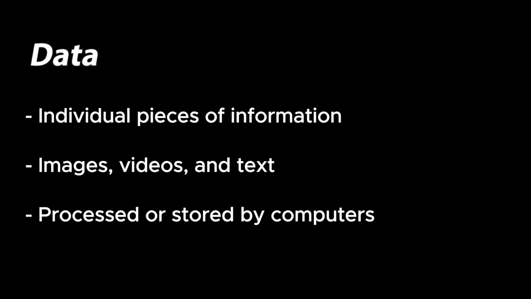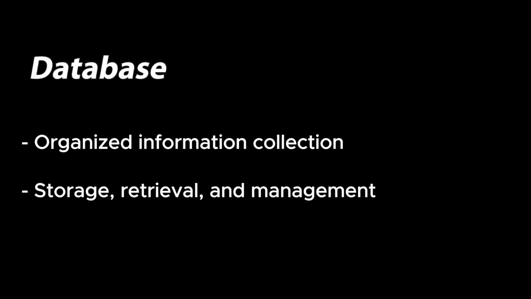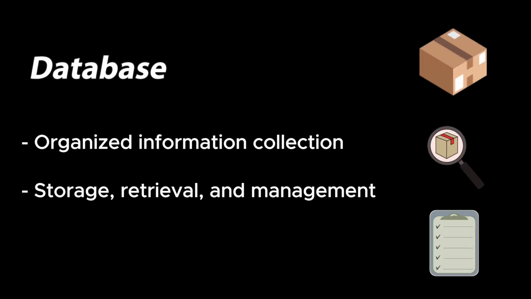Data refers to individual pieces of information, for example, images, videos, text, or any form of information. And this information can be either processed or stored by a computer program. A database is the organized collection of information. It's set up in a way that makes it easy to store, find, and manage data efficiently.